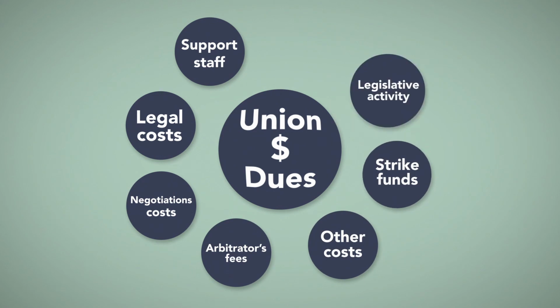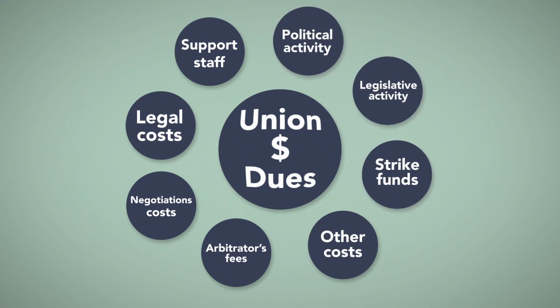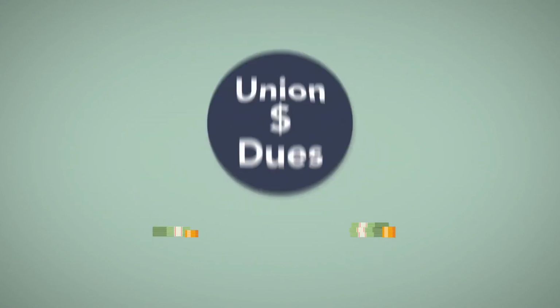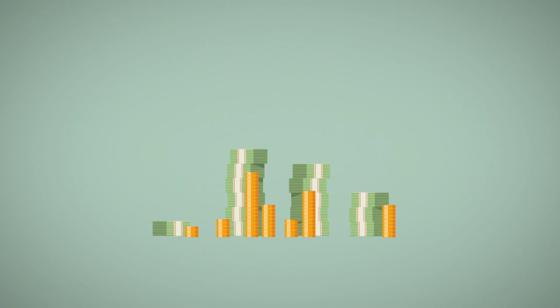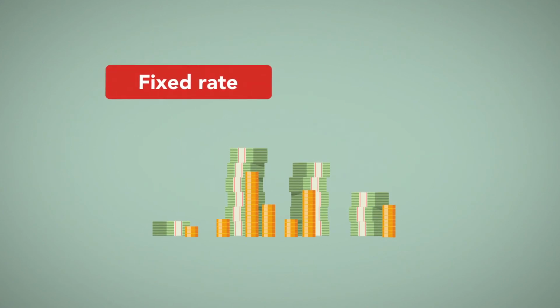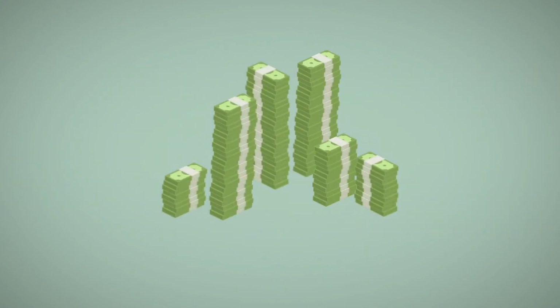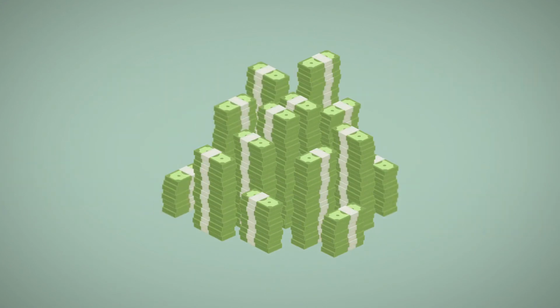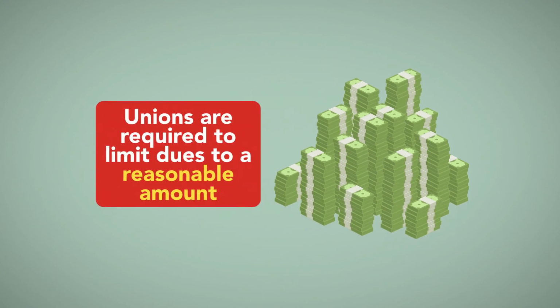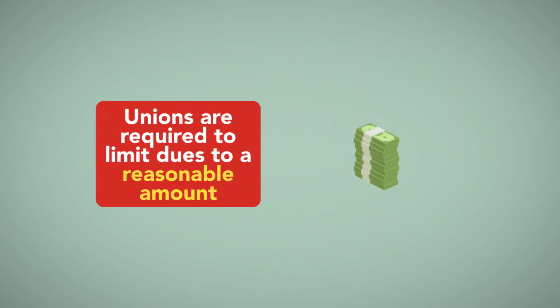Strike funds and legislative and political activity also come from member dues. The dues amounts vary depending on the union's needs, and dues can be a fixed monthly rate or a percentage of the workers' paychecks. While there is no federal law limiting the amount a union can charge in fees, unions are required to limit dues to a reasonable amount.